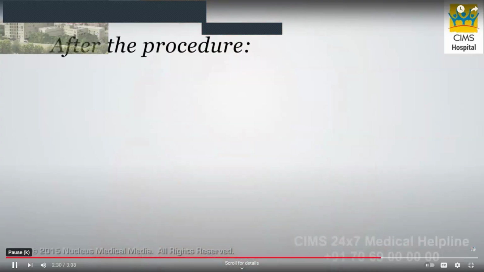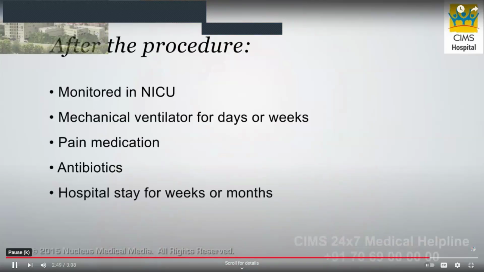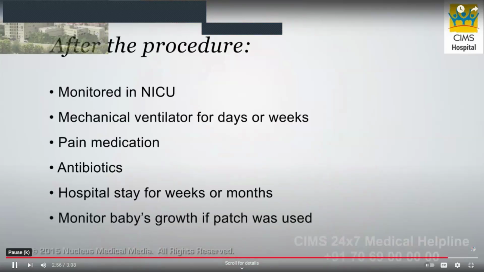After the operation, the baby will be taken to the neonatal intensive care unit for monitoring. A mechanical ventilator machine will help the baby breathe for a few days or several weeks. Pain medication will be given. The baby may continue to receive antibiotics through the IV. The hospital stay may last for weeks or months, depending on the size and condition of the baby's lungs. If a patch was used, the baby's growth will need close monitoring because the patch doesn't grow and may start to pull away from the hole.